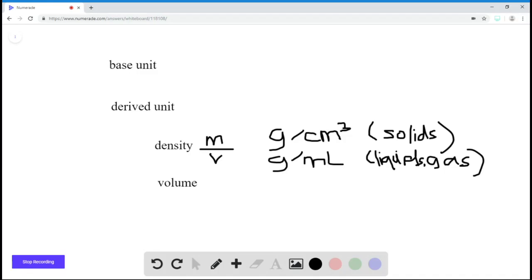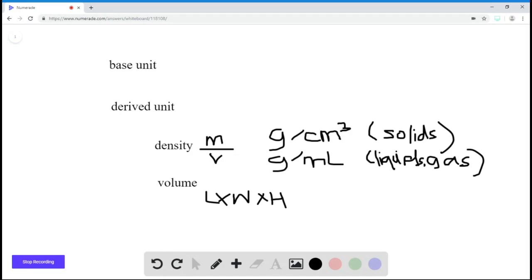And so volume is also a derived unit. And so volume is usually your length times width times height. And so now because you have length in multiple dimensions, that's what makes volume a derived unit.